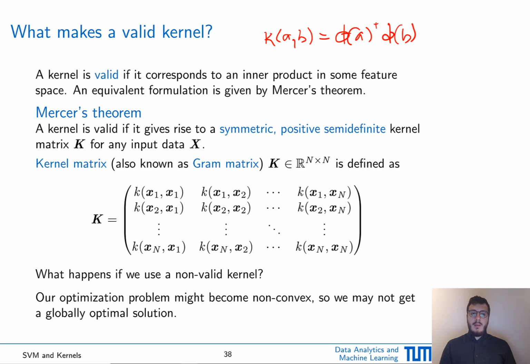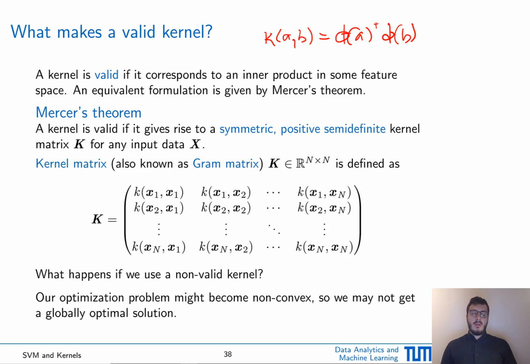The other way to show it is via Mercer's theorem. And the idea behind Mercer's theorem is to form the kernel matrix, which is also known as the gram matrix, and show that this matrix is symmetric and positive semi-definite. And the way this matrix works is that you take in a sequence of data points, x1, x2 to xn, and then you compute the kernel between any pair. So here we have x1 and x1, x1 and x2, all the way up to x1 and xn.